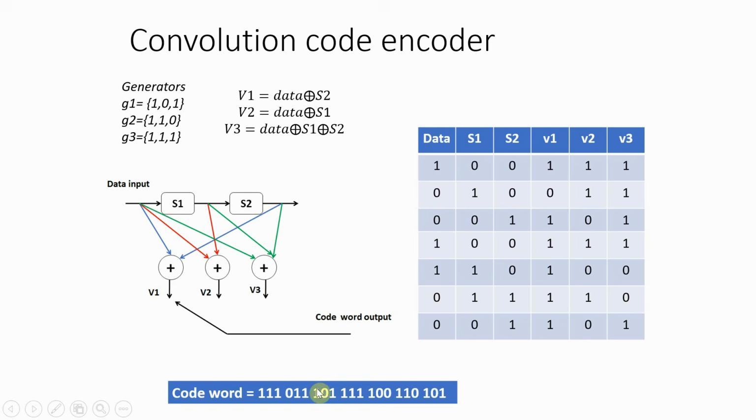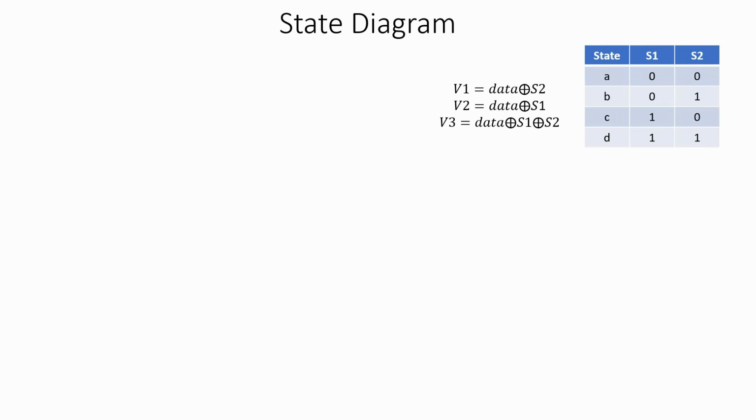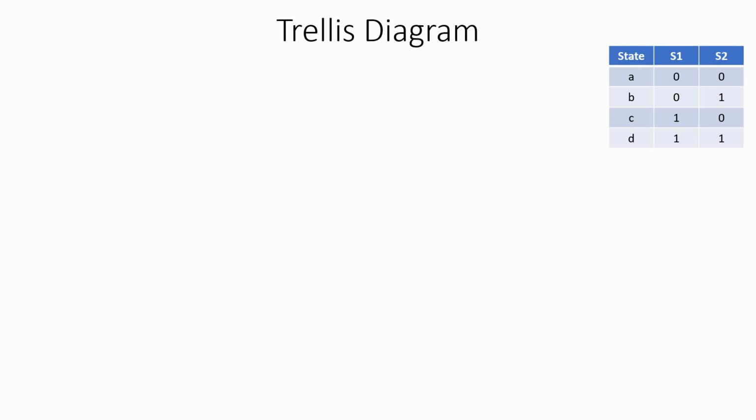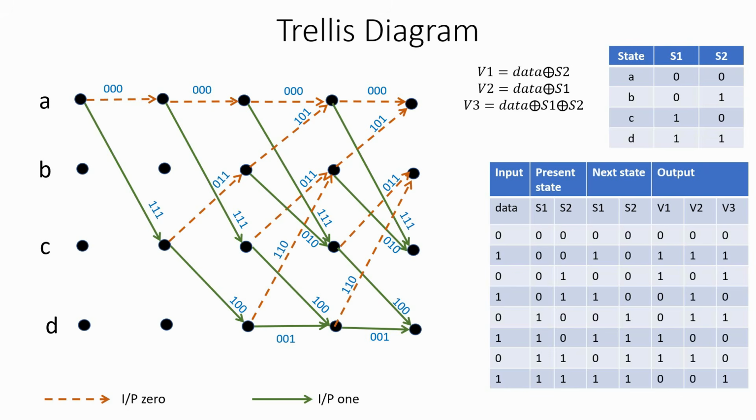So this is the output that was obtained for the given data input. We had also seen how to develop the state diagram. So this was the state diagram that was developed in the earlier video. Then we saw how to develop the trellis diagram in the earlier video. We also saw how to obtain the code word from the state diagram and the trellis diagram when the data sequence is given.